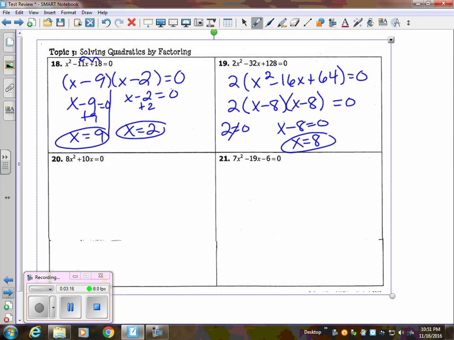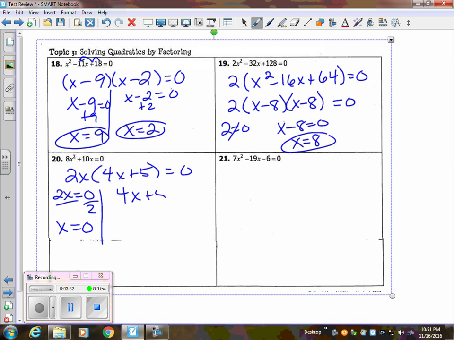Number 20 here, GCF 2x, 4x plus 5 equals 0. We've got 2x equals 0, which you divide by 2, and x is 0. Over here, 4x plus 5 equals 0. Subtract your 5. 4x equals -5. Divide by your 4, and x is -5/4.